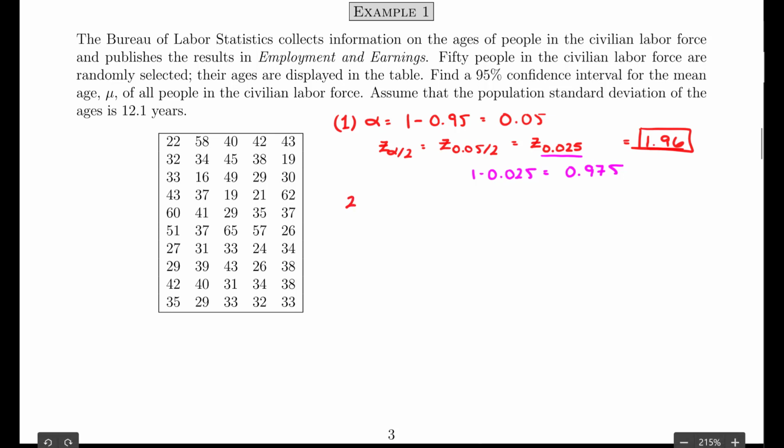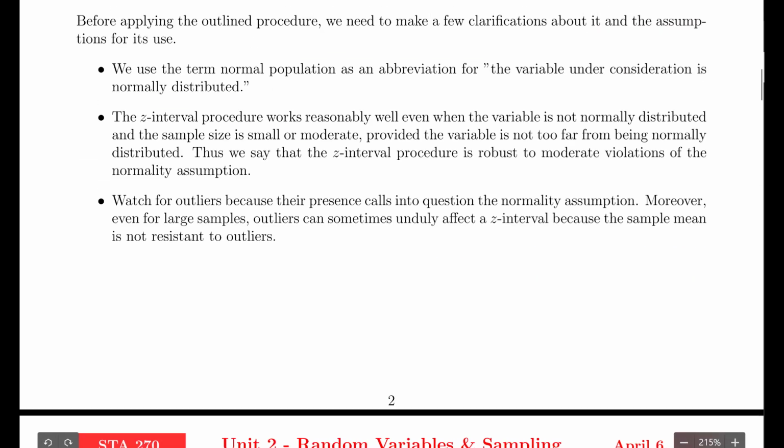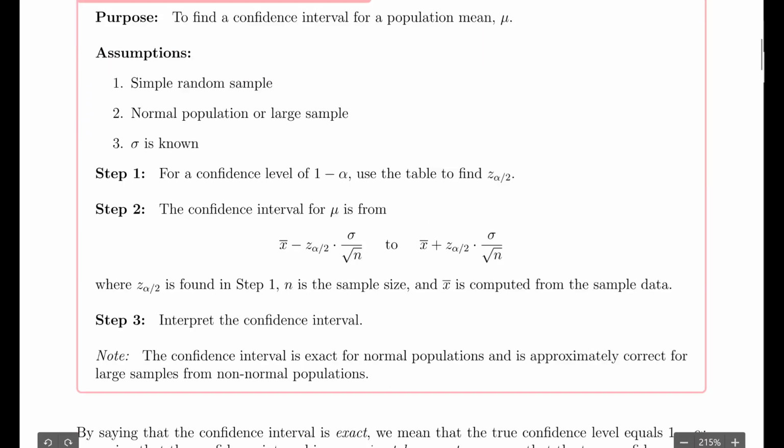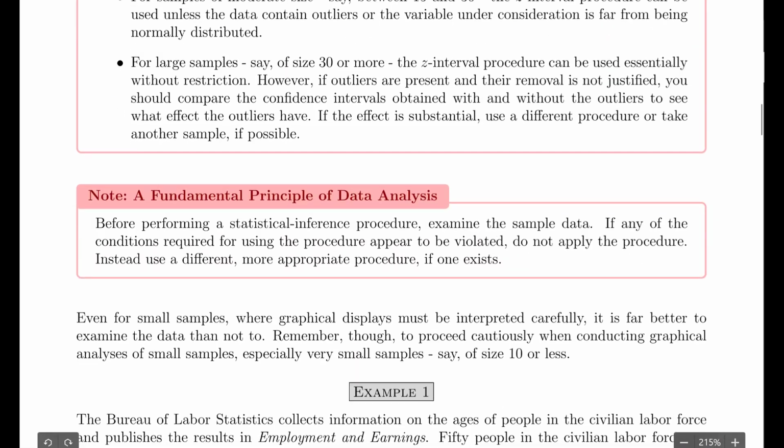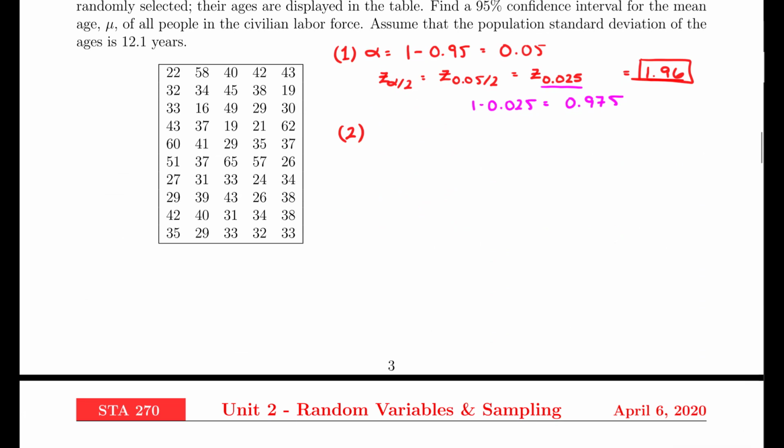Step 2 is to establish the confidence interval. Find the confidence interval and then interpret. So step 2, we have to take x bar plus or minus z sub alpha over 2 times sigma over square root of n. So we first need to calculate what x bar is. Well, x bar is going to be the mean of our sample set.